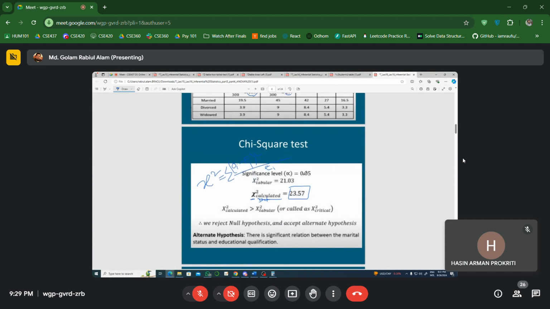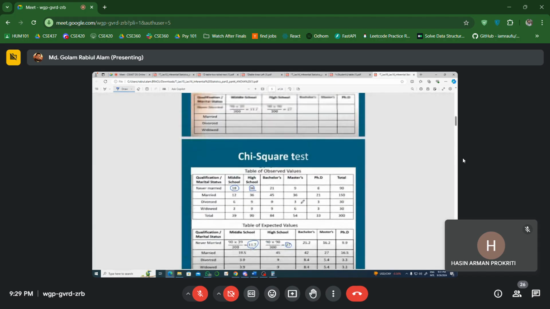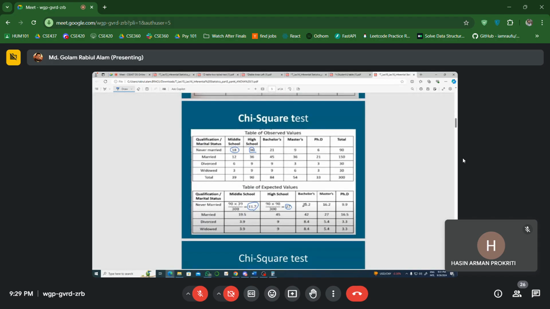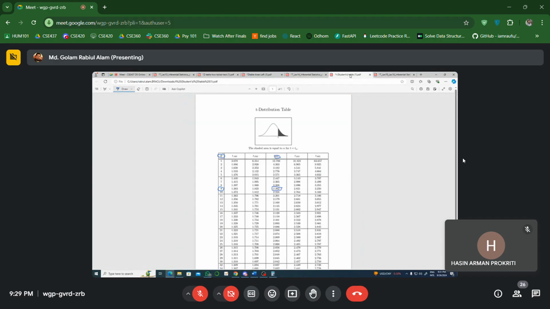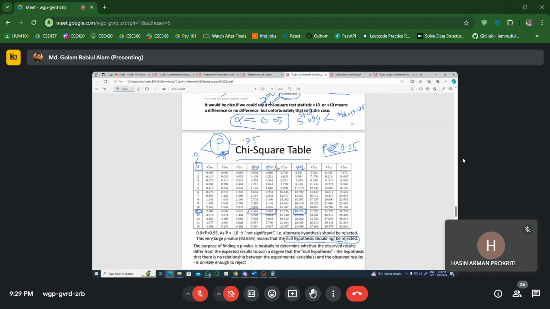Now if we consider our significance level of 0.05, we have to find the tabular value of chi-square. Again we have to check our table. Where is that? This one. Here we can see 0.05, and we have the degrees of freedom.